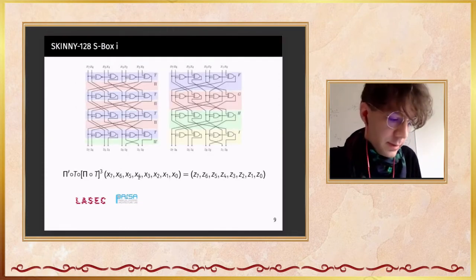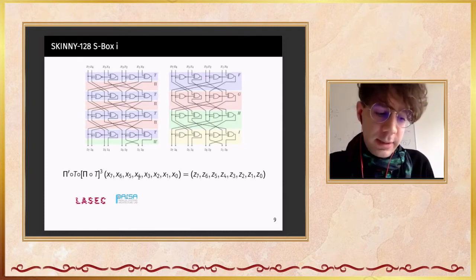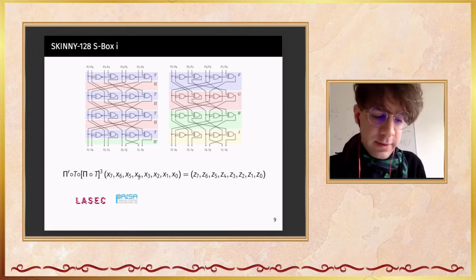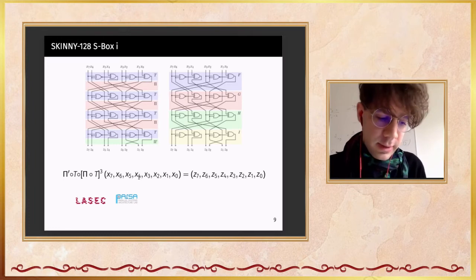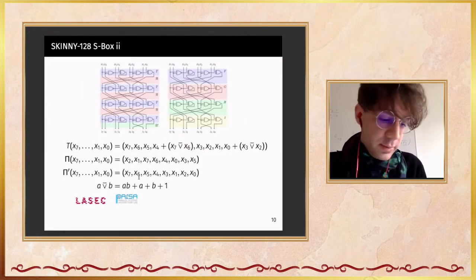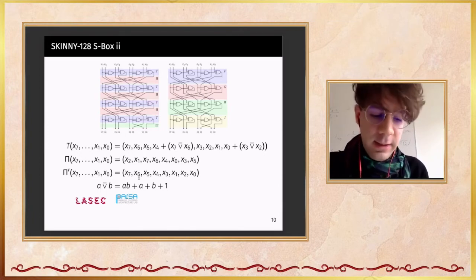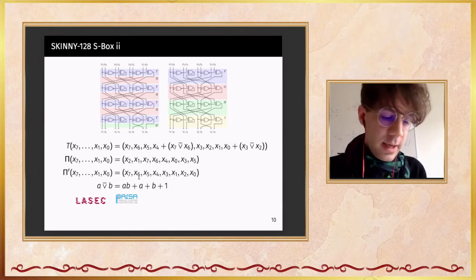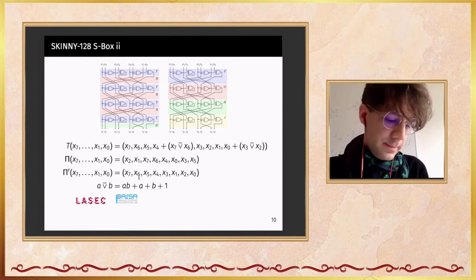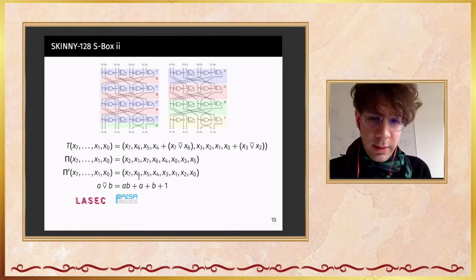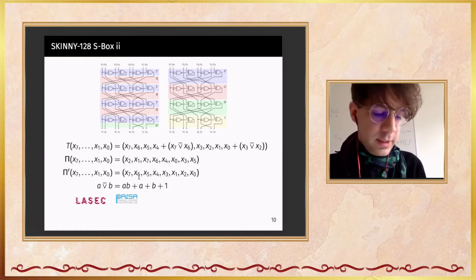So what is the Skinny S-box? The Skinny S-box is a cross-connected network of 16 2-input logical gates. We say that x0 to x7 are the 8 input bits, and z0 to z7 are the corresponding output bits. So this S-box can be expressed as an alternating sequence of 2 functions. We have a transformation capital T consisting of 2 XOR and 2 NOR gates, and a bit permutation capital pi. These two functions are repeated 4 times, whereas the ultimate bit permutation differs from pi.